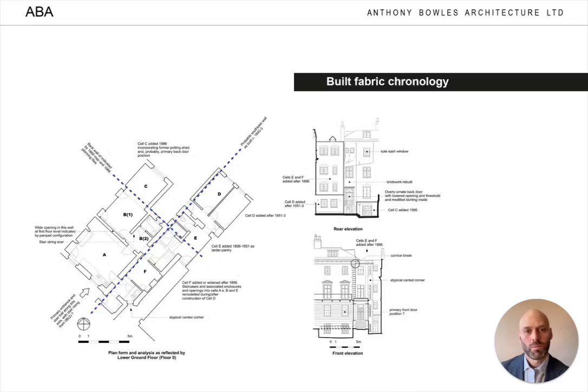This first page is a series of drawings that explains the chronology of a Grade 2 listed townhouse by looking at evidence either visible in the built fabric or in archive material. This can be really useful when trying to understand the significance of previous extensions, for example.